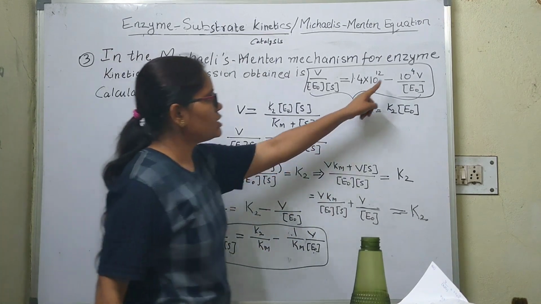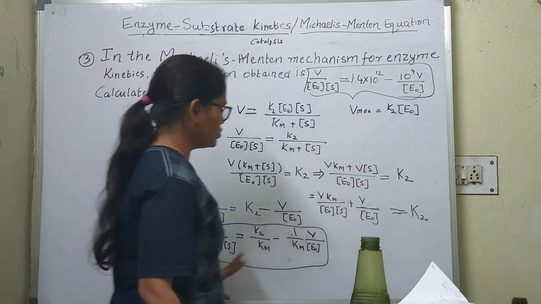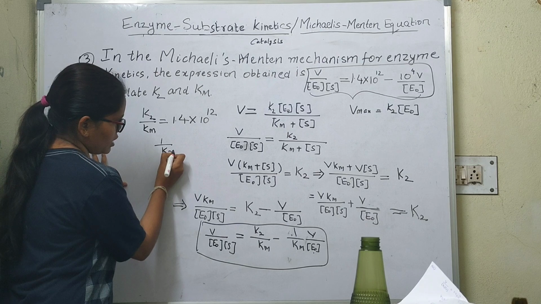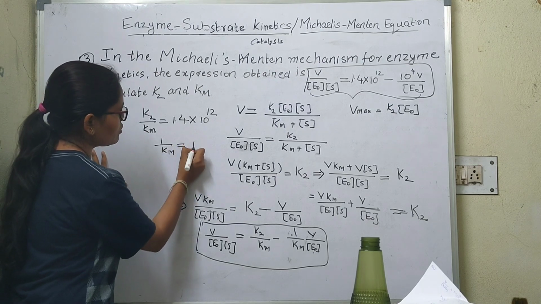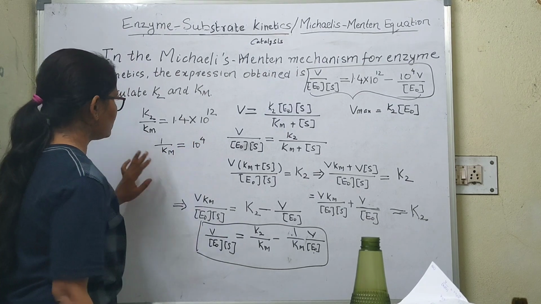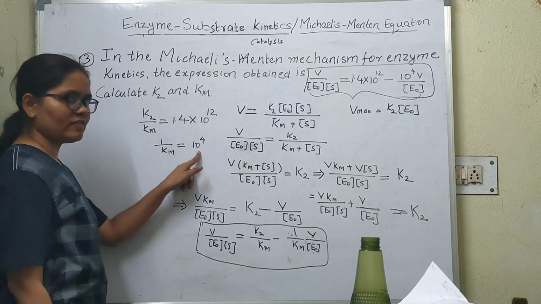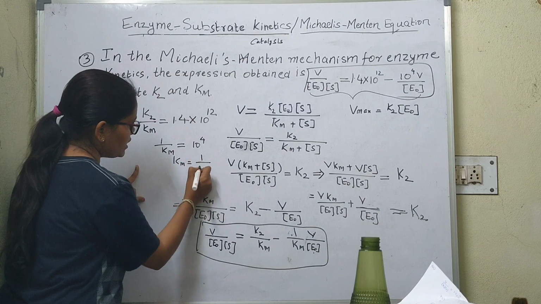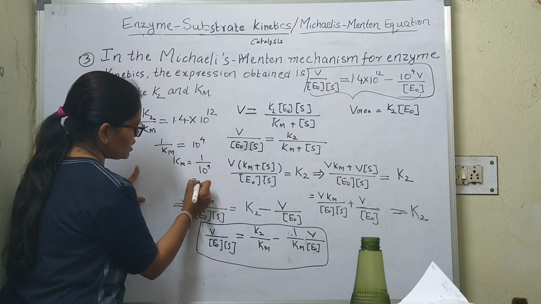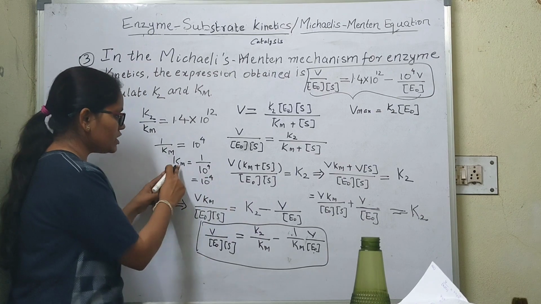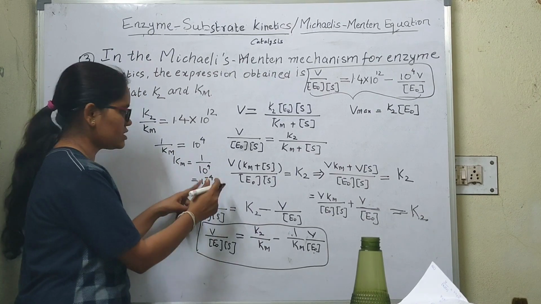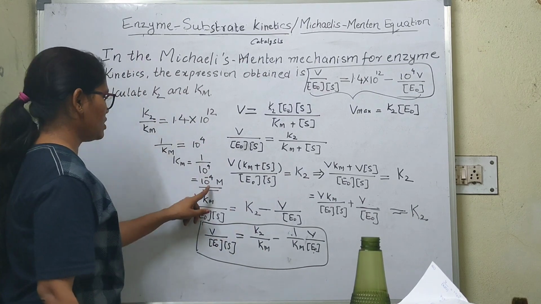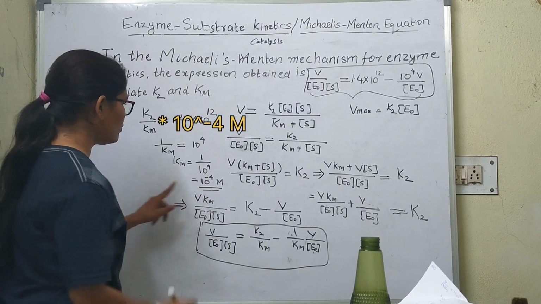1 by Km is 10 power 4. So 1 by Km is equal to 10 power 4. So from here you can find the value of Km. So Km becomes 1 by 10 power 4, that is 10 power minus 4. I already told you that the unit of Km is the unit of concentration. So I will write here molar. So Km is 10 power minus 4 molar.